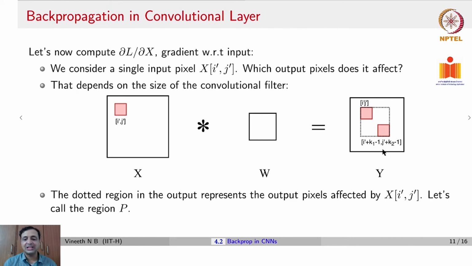Now we call this region P, and we now know that the gradients of the loss with respect to these pixels will be influencing the gradient of the loss with respect to this pixel. All other pixels in Y do not have a contribution from this pixel, and hence those gradients of L with respect to Y do not matter to us.